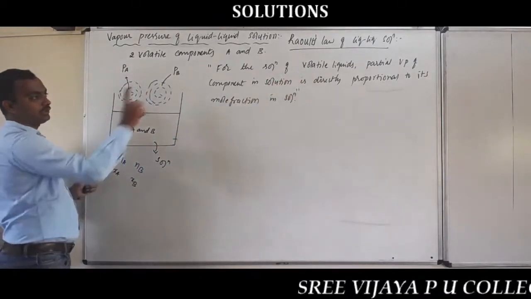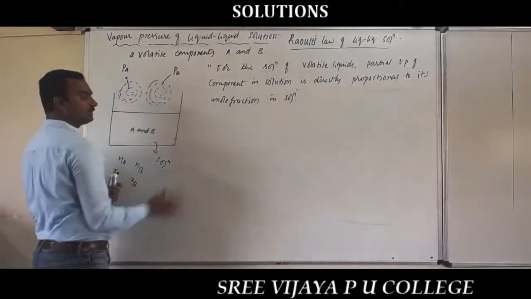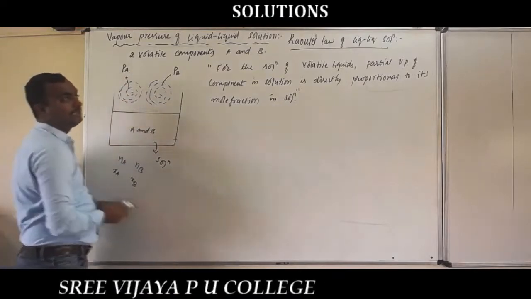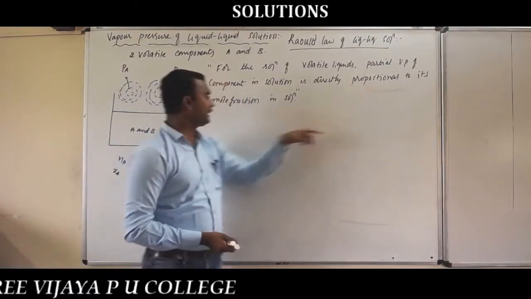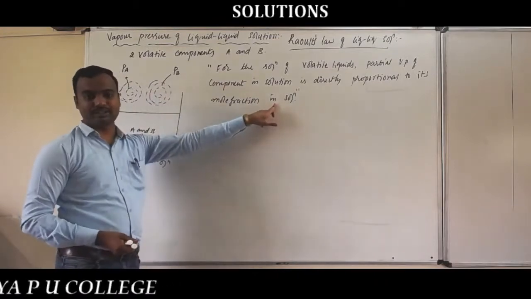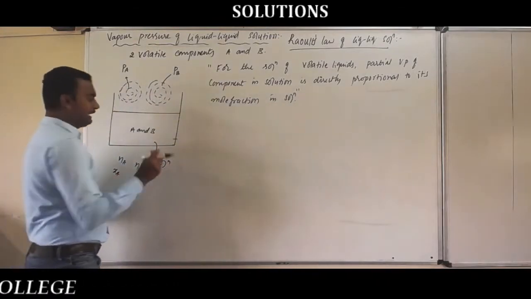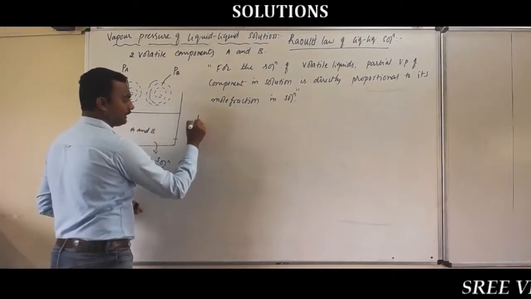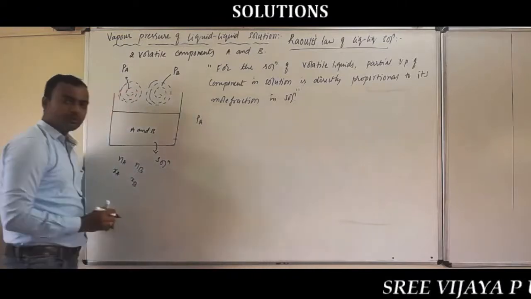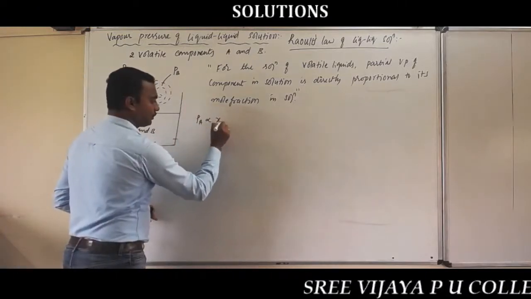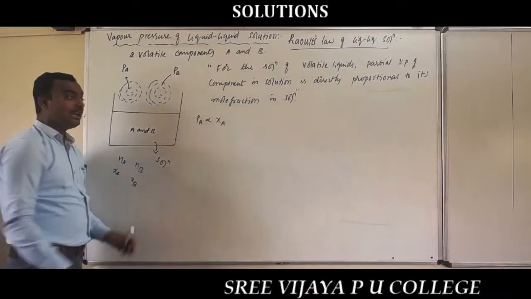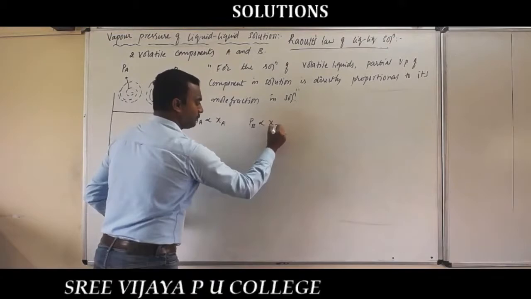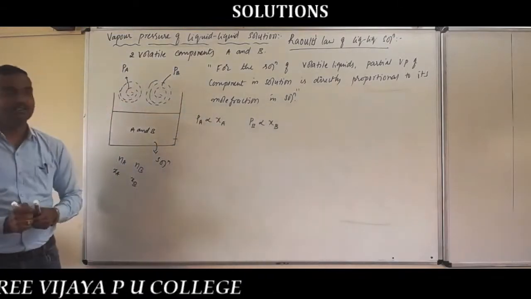So observe, for the solution of two volatile components or volatile liquids, for each component the partial vapor pressure of the component in solution is directly proportional to its mole fraction in the solution phase. We take two components here, that is PA and PB. So mathematically, according to Raoult's law, the partial vapor pressure of component A is directly proportional to the mole fraction of component A. And similarly, the partial pressure of component B is directly proportional to the mole fraction of component B. That is the statement.